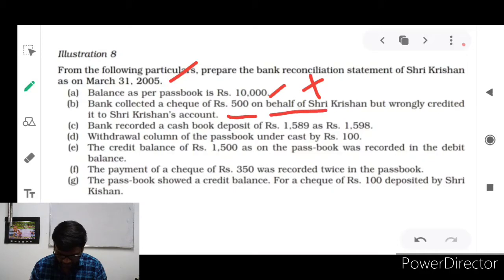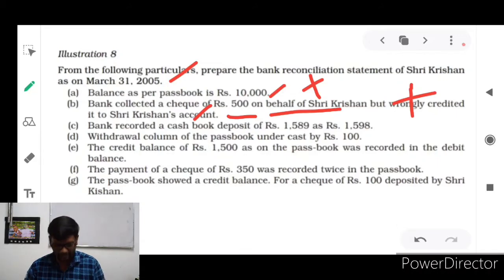Bank collected a check of rupees 500 on behalf of Sri Kishan, but wrongly credited it to another Sri Kishan's account. Many Sri Kishans have accounts in the same bank. Instead of crediting the 500 rupees to your account, the bankers credited that 500 rupee check to another Sri Kishan's account. Here the bankers made a mistake. Anyway, that 500 rupees was received from your debtor on your behalf, so this amount is going to increase your available balance. So it is a plus sign.